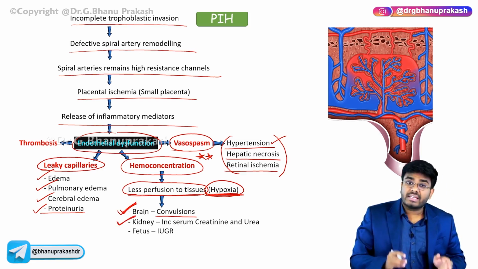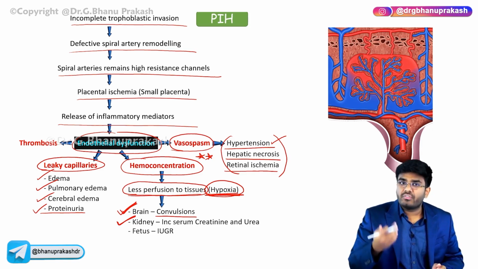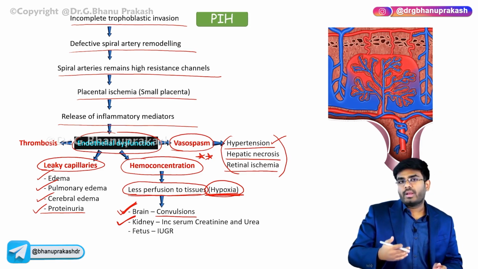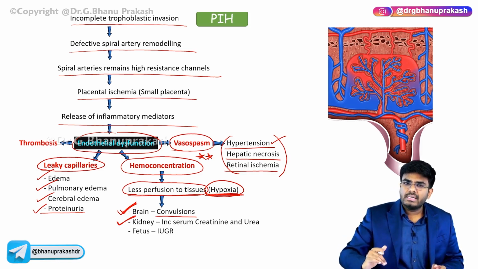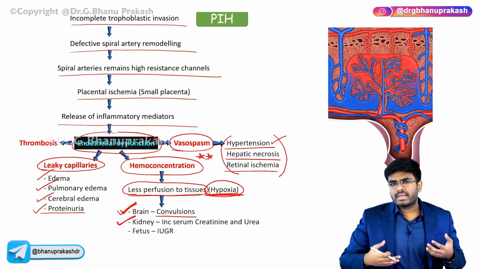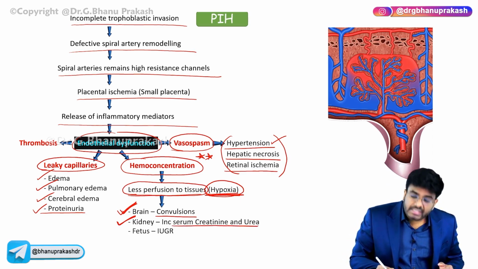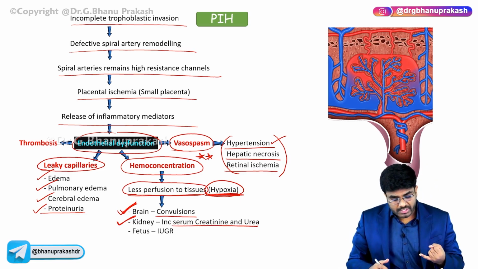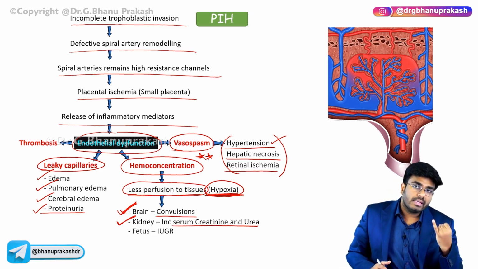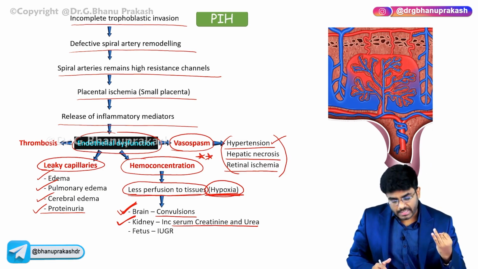The same thing happens in the kidney. If less blood is going to the kidneys, that can lead to decreased GFR, decreased glomerular filtration rate. If less blood is getting filtered, more waste products are retained in the body. So blood urea nitrogen and serum creatinine are going to increase. In pregnancy-induced hypertension, there are increased serum creatinine levels and increased blood urea nitrogen levels.